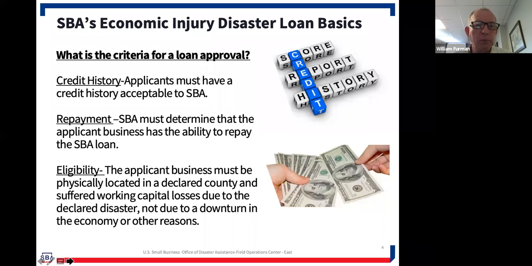Okay, let's look at terms. SBA's economic injury disaster loan terms. How much can I borrow? And this one is going to be a little touchy. The eligible entities may qualify for loans up to $2 million, and that is under normal circumstances. And SBA is struggling with this because there has been so much demand for these EIDL loans.